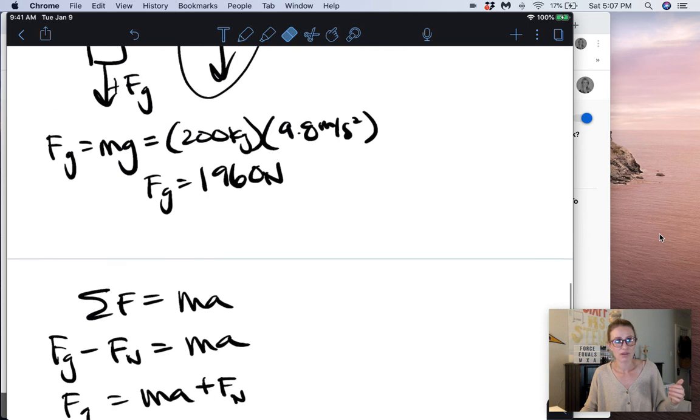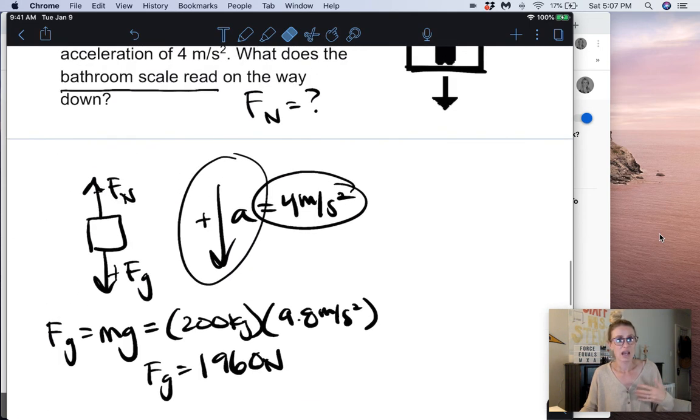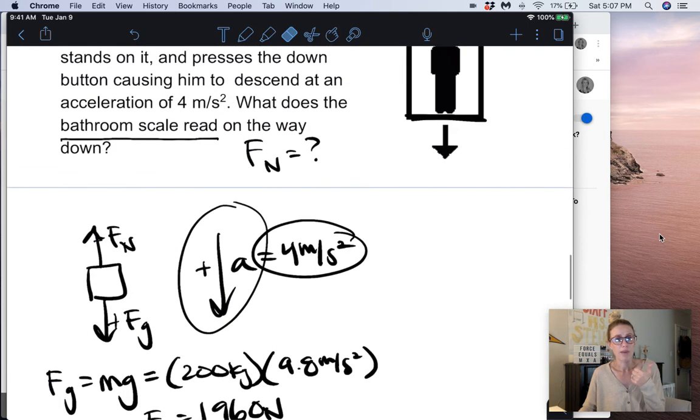Now, the other thing that I want you guys to remember about this is, whenever they're asking for what the bathroom scale reads or how heavy or light someone or something feels, they're asking for that normal force, because the normal force is how you feel. It's how much you're being pressed into the ground. It might be lighter sometimes, and that's why we feel lighter. It might be heavier or more sometimes, so that's why we feel heavier. So this is why we feel different ways in an elevator or on a roller coaster or something like that, and why those things can be exciting.